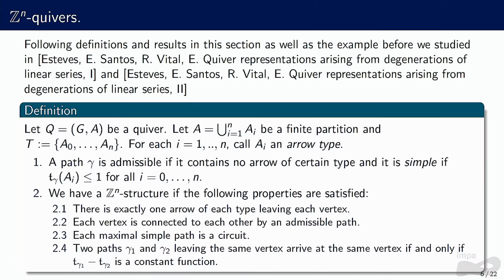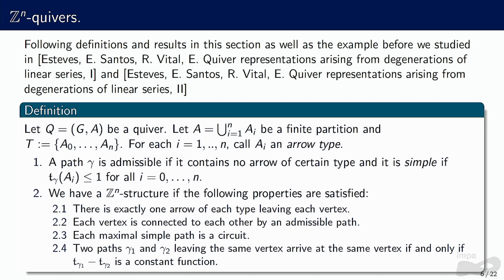Each vertex is connected to each other by an admissible path, and each maximal path is a circuit. For example, here is a circuit, which is a maximal simple path. And two paths leaving the same vertex arrive on the same vertex if and only if this function here is constant. Here T gamma is just the function defined over the set of Aron types, which for each Aron type associates the number of times that this Aron type appears in the path.